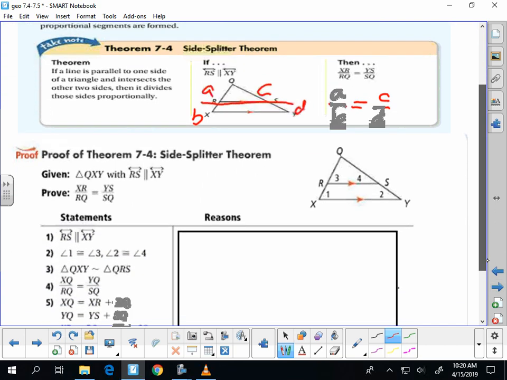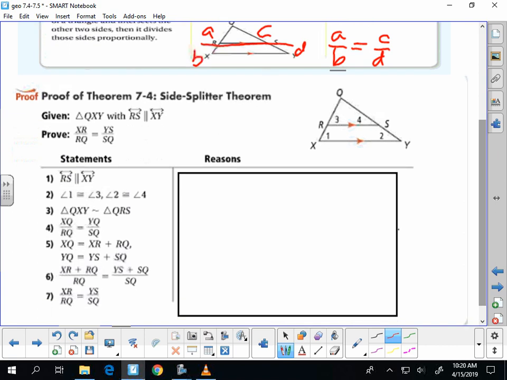So we're going to prove the side splitter theorem. They're giving us a triangle QXR with this parallel line running through it. So they're giving us the first thing, the two lines are parallel, that's just given, right? Why can I say angle 1 and 3 are congruent and 2 and 4 are congruent? Why do I know 1 and 3 and 2 and 4 are congruent?